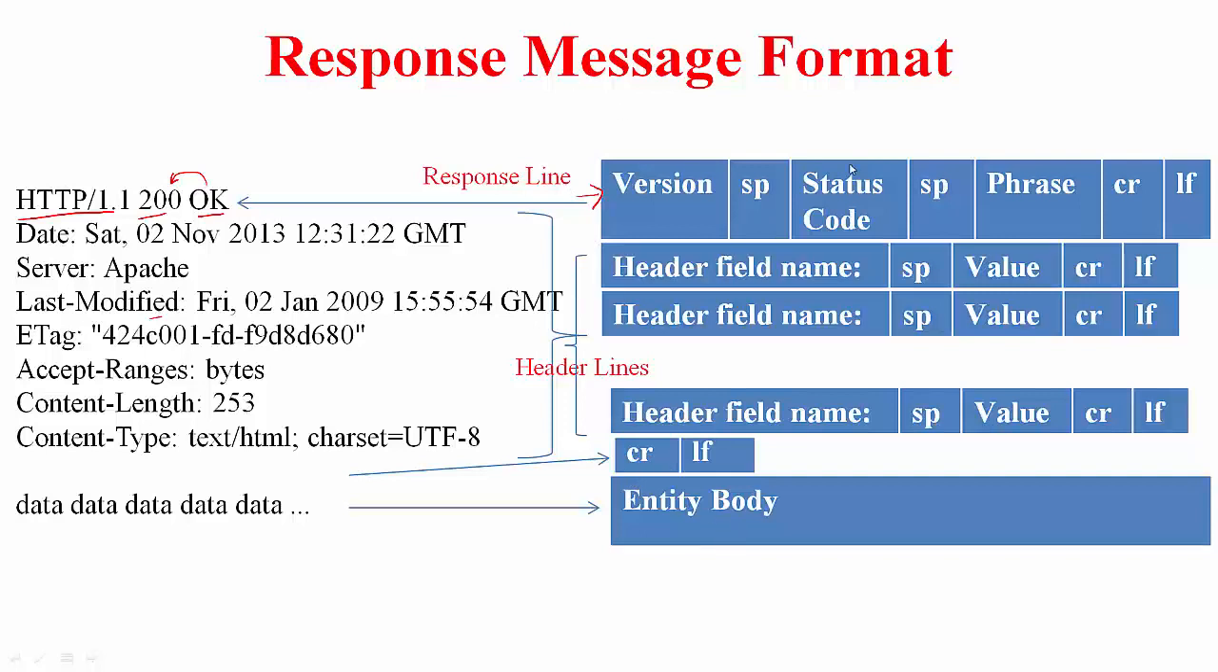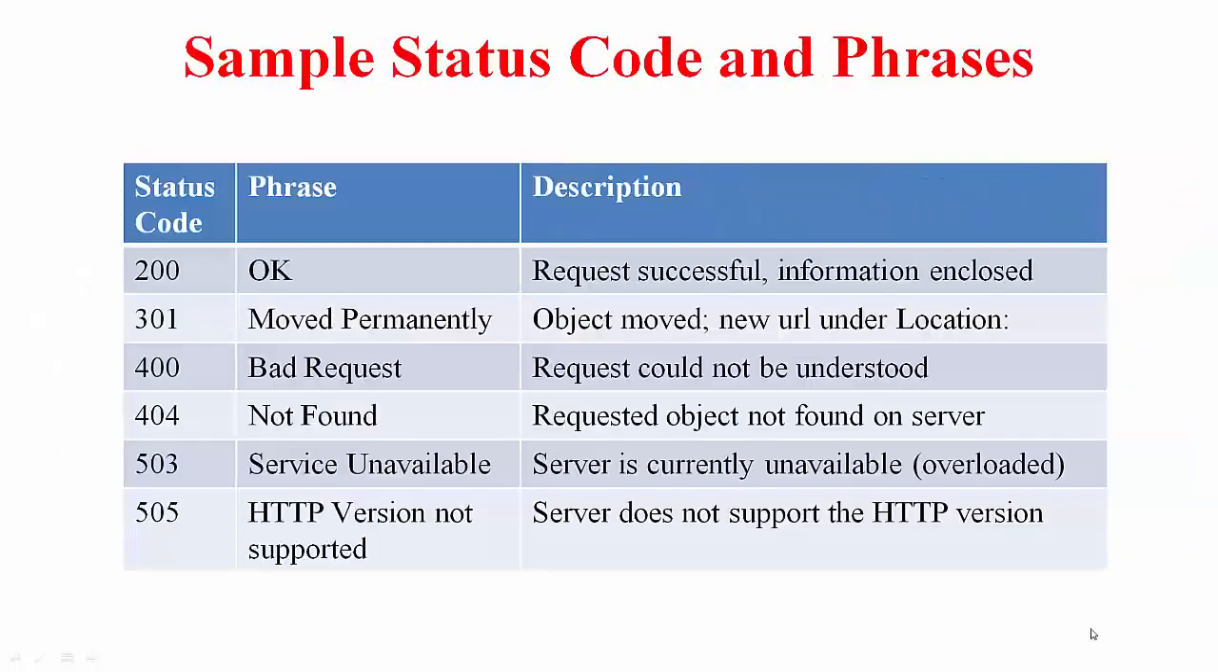Let's also look at a few status codes and phrases. You may have seen some of these already as part of your web browsing experience. So when you get a status code 200, it means the request was successful and whatever you asked for is enclosed. 301 is used to indicate that the object you have requested has moved permanently, and the new URL is often provided under the header field Location.